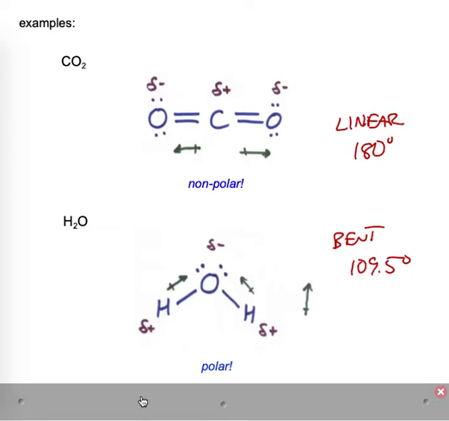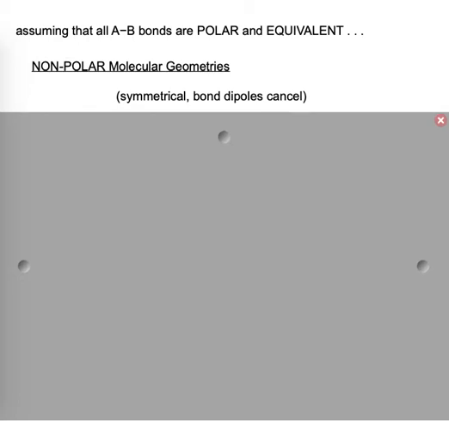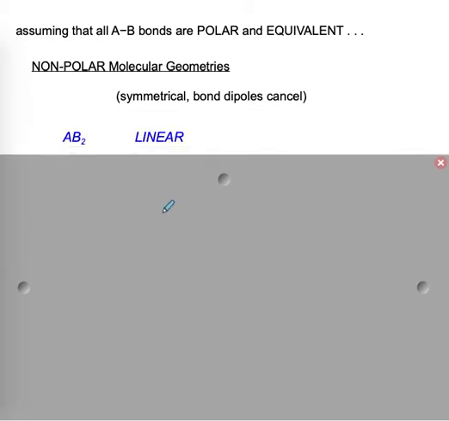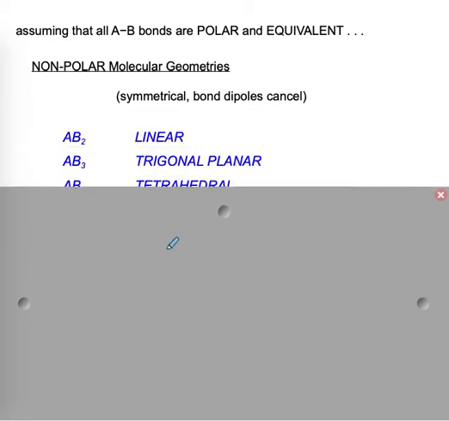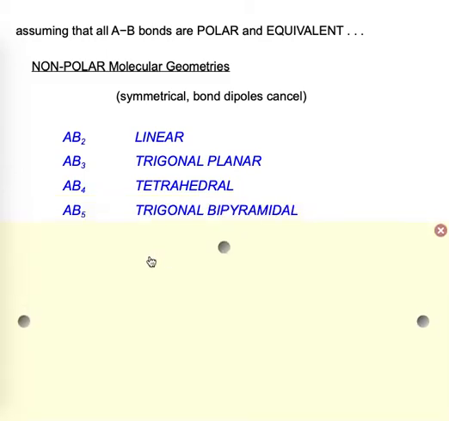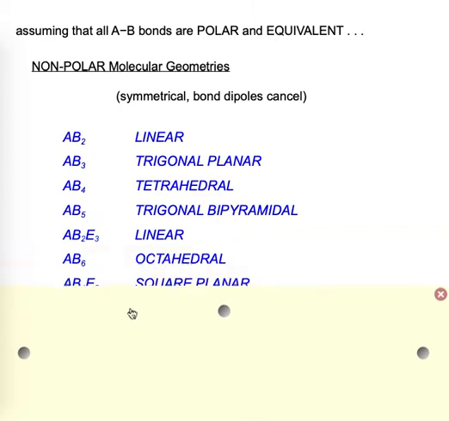So now let's systematically go through the molecular geometries we learned about in the previous video and determine which ones are highly symmetric and therefore result in nonpolar geometries, which ones are highly asymmetric and result in polar geometries. So, assuming that all AB bonds are polar and equivalent, here are the nonpolar molecular geometries that are due to the high symmetry of the molecule resulting in cancellation of the bond dipoles. AB2 linear, AB3 trigonal planar, AB4 tetrahedral, AB5 trigonal bipyramidal, AB2E3 linear, AB6 octahedral, and AB4E2 square planar.